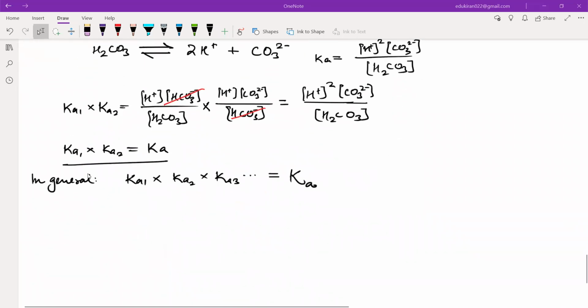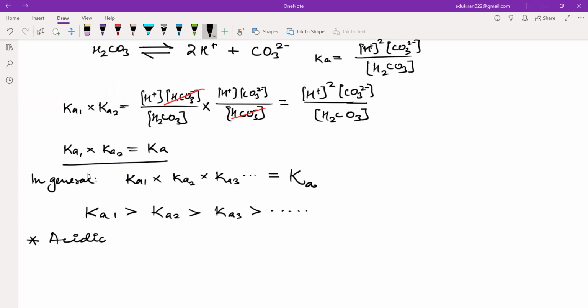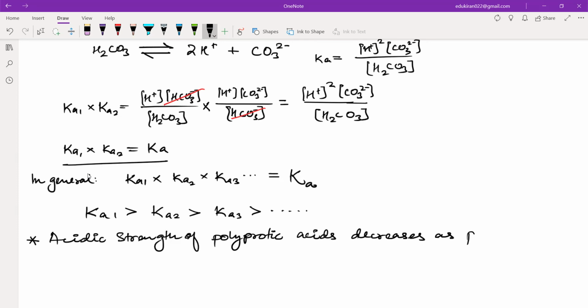And also we can write Ka1 is the highest, followed by Ka2, followed by Ka3, and so on. Also write one more point as a statement: the acidic strength of polyprotic acids decreases as protons are lost.